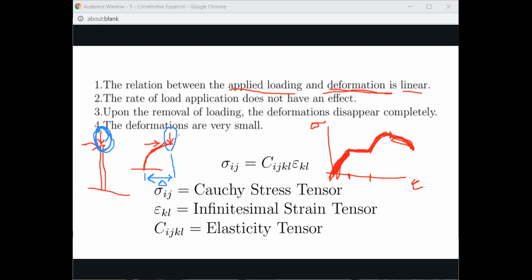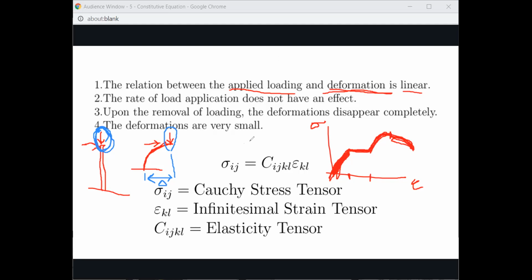Still, if we just assume all these things to not happen, still this is very useful in understanding the behavior of a certain material, at least on the basic level.